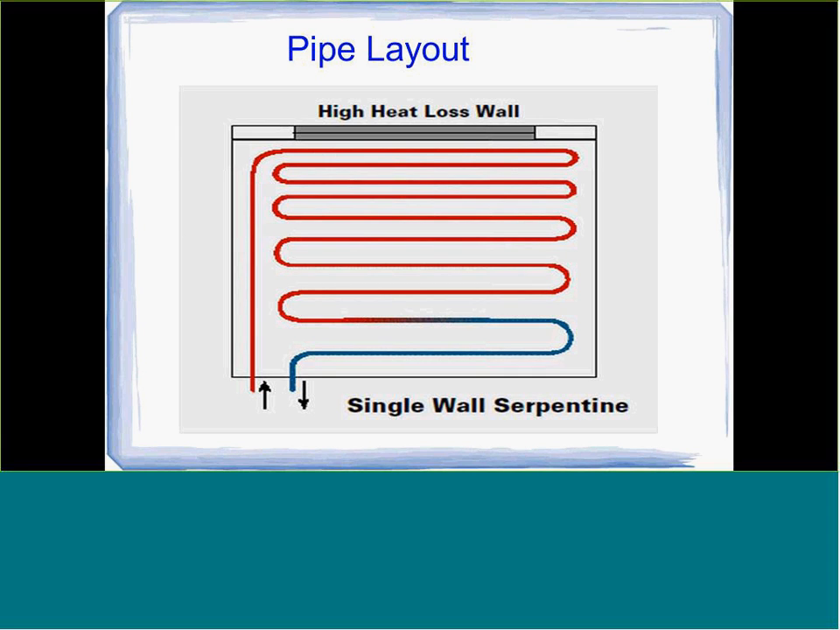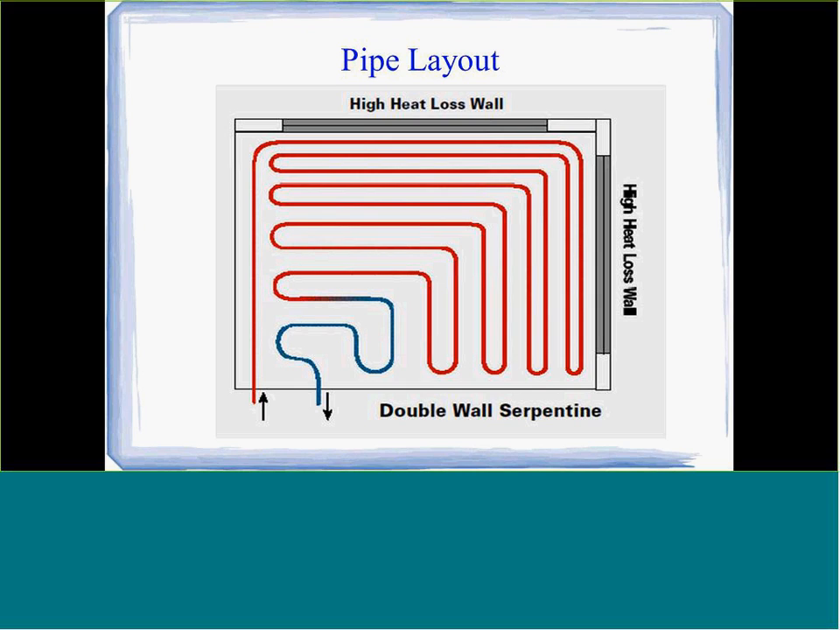Piping layout, the big thing to remember with the piping layout is always get the hottest water to the outside wall. The outside wall is where we have our highest heat loss, so we want to get our hottest water out to that wall as quickly as possible. So we would run the tubing out to the wall and then serpentine it back to the exit point of the room. That would be for a single heat loss wall.